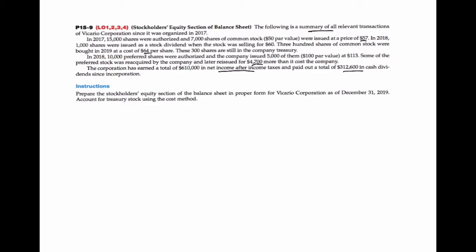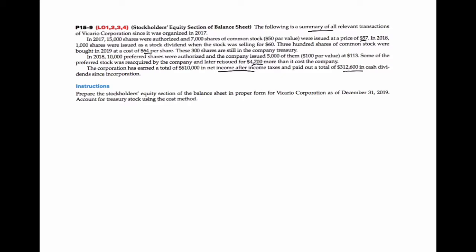So I think what I want to do is start out with some T accounts, and then once we get those balances, we can do the stockholders' equity section, which is the primary aim of this problem.